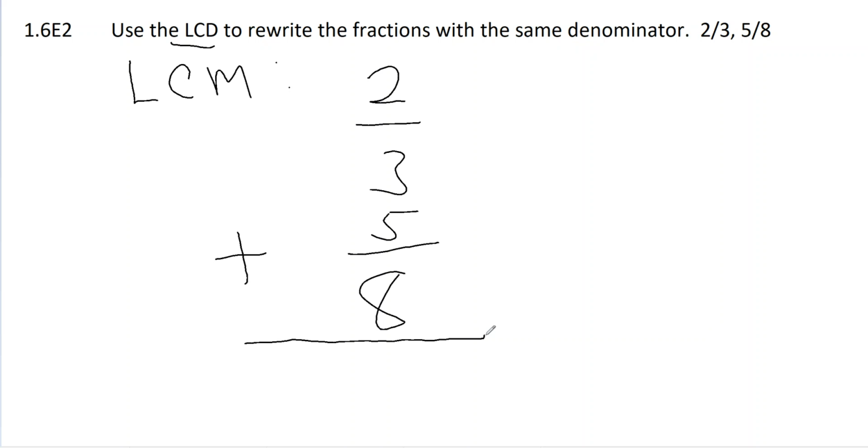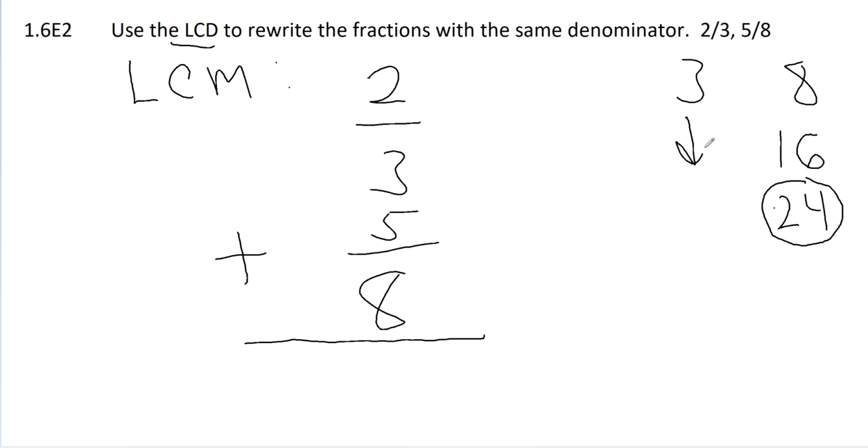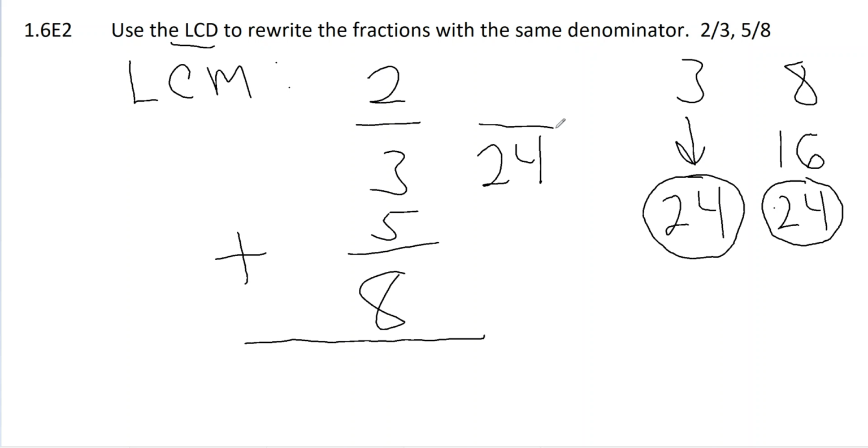So let's talk about 3. We could skip count by 3's and 8's. Let's talk about both 3 and 8. We could skip count by 3 and 8's to find out what our least common denominator is. And I like to take the biggest number and skip count and think about the smaller number. Will 3 go into 16? No. Will 3 go into 24? Yes. So without skip counting necessarily with the 3, we know that 24 is a common multiple. So now we have 24 as our common denominator.